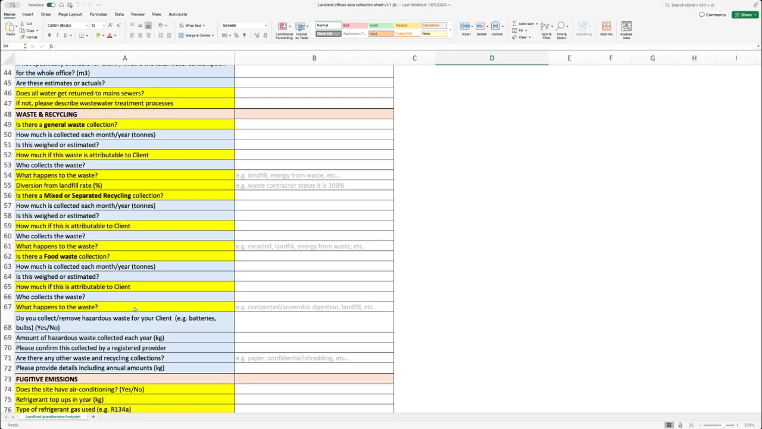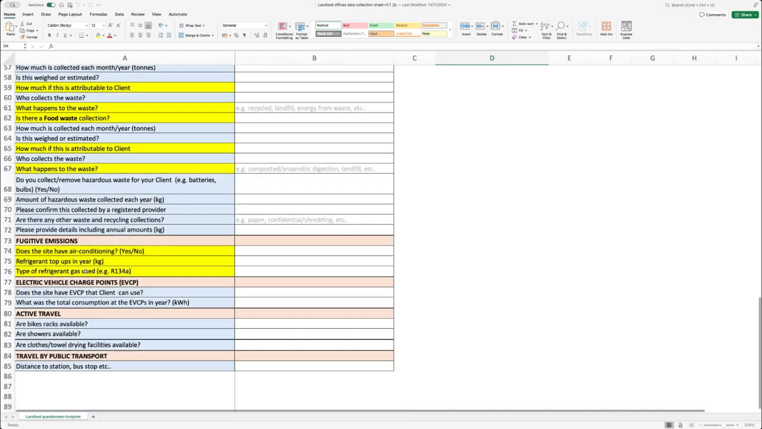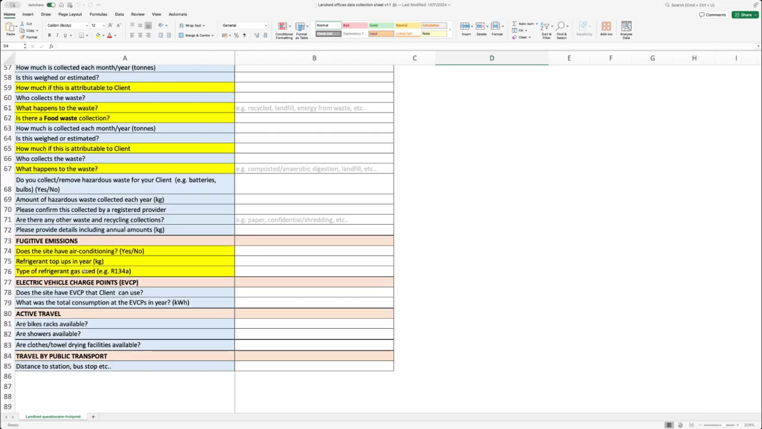Then some final bits in here around other waste streams. Hazardous waste: if the landlord collects batteries or light bulbs and things from your space, then again, you can ask if there's any information around that. The last one we've got in here around data is fugitive emissions. These are gases that leak from air conditioning systems. So again, the starting question here is, is there air conditioning? And if there is, has it been topped up during the year? Have the F gases been topped up? And what name of gas was topped up and how much?